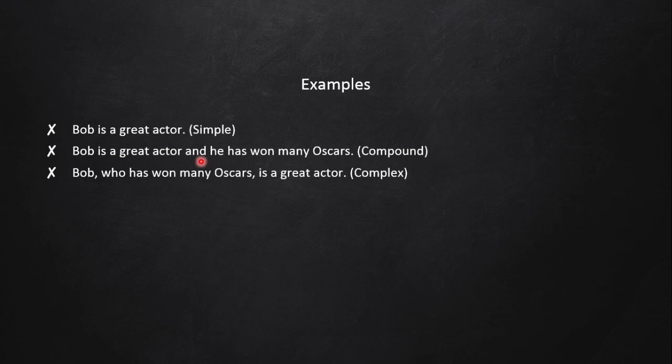Bob, who has won many Oscars, is a great actor. This is what we call as complex sentence because we have main clause and subclause. The main clause is Bob is a great actor, and the subclause is who has won many Oscars. This is the subclause. This is the main clause. Bob is a great actor.